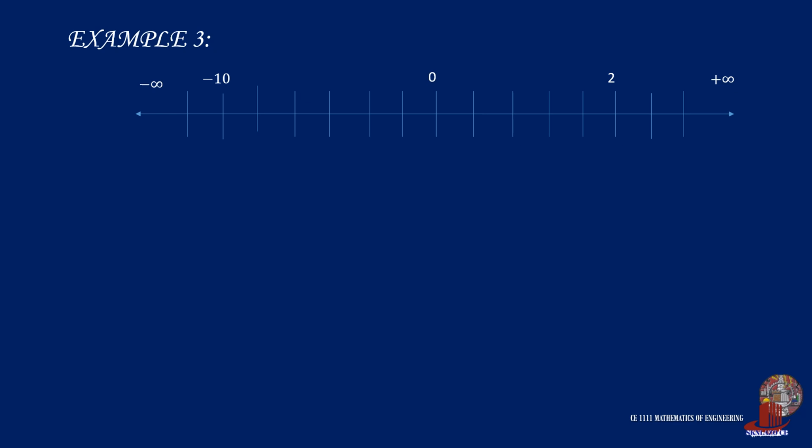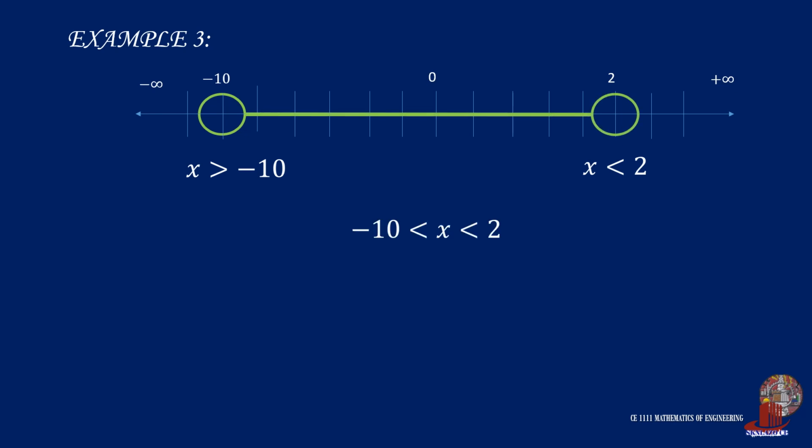When this is interpreted using a number line, the marks are placed at negative 10 and positive 2, and both are with open notation. So the interval notation is taken as negative 10 and 2, both enclosed in parentheses.